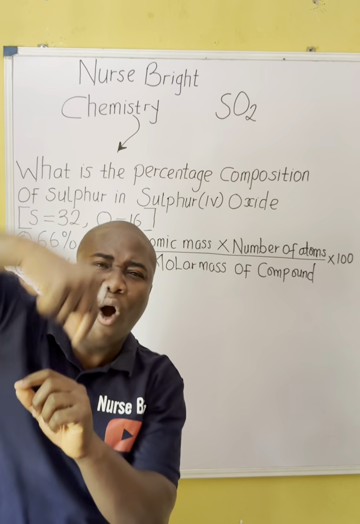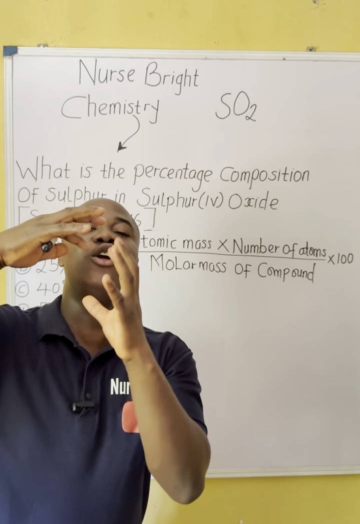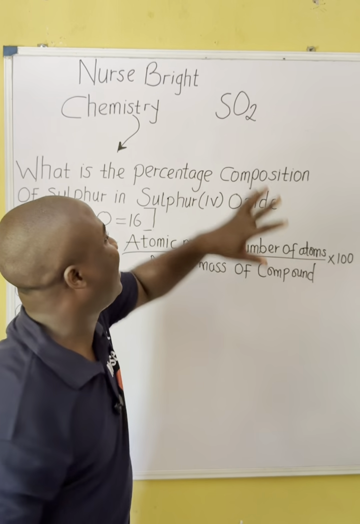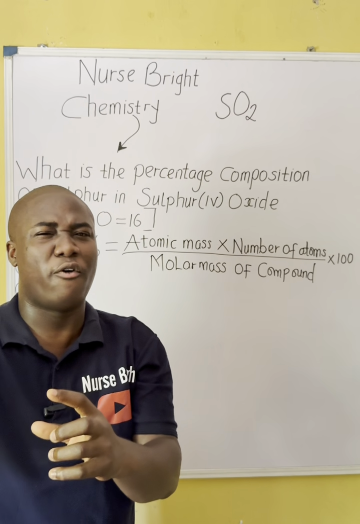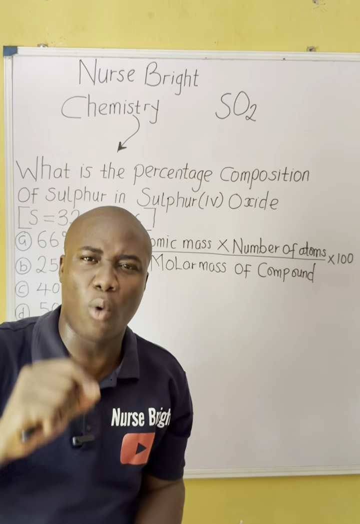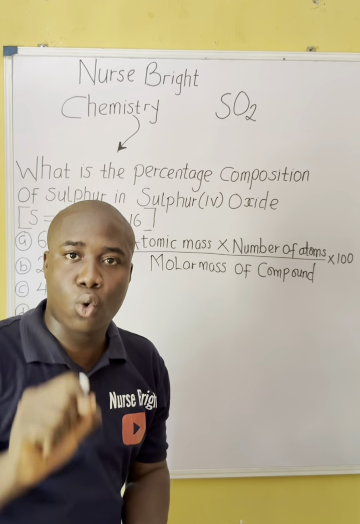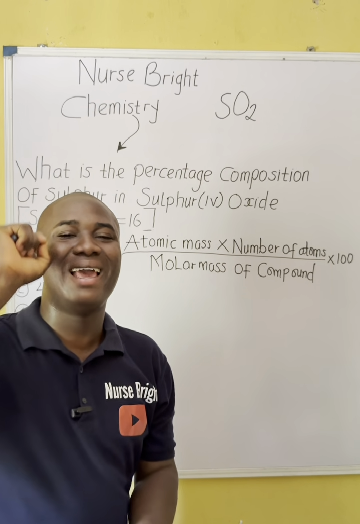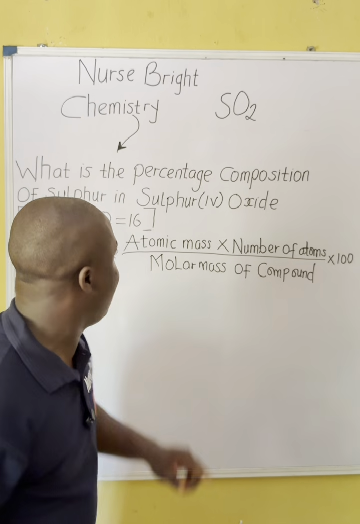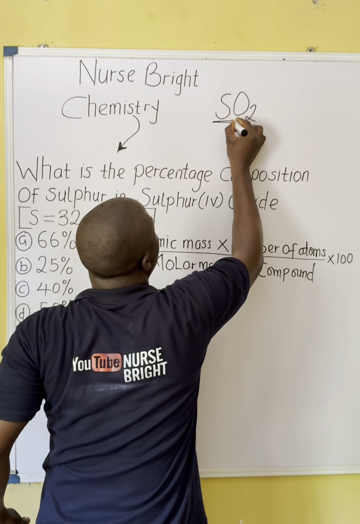The reason why it's 4 oxide, you have to understand a very vital aspect in chemistry called oxidation number. That is why it is actually named sulfur 4 oxide. That's another story for another day. Now you just listen to what we need to know in this aspect of chemistry. From this question, what I want us to determine is the percentage composition of just sulfur.